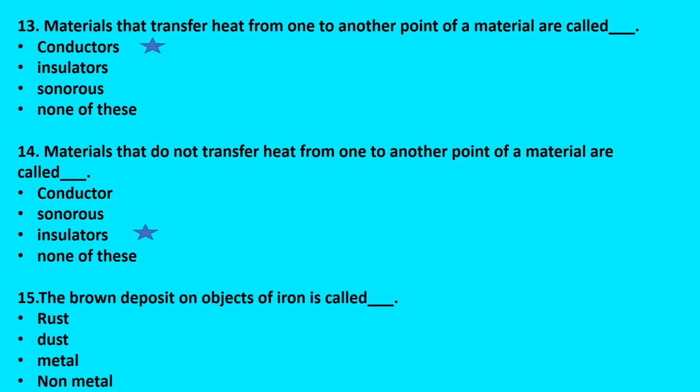Question number 15. The brown deposit on objects of iron is called. So on objects of iron, we have learnt that there is a brown deposit, and this brown deposit is called rust, dust, metal, or non-metal. So the correct answer here is rust. It is on iron objects.